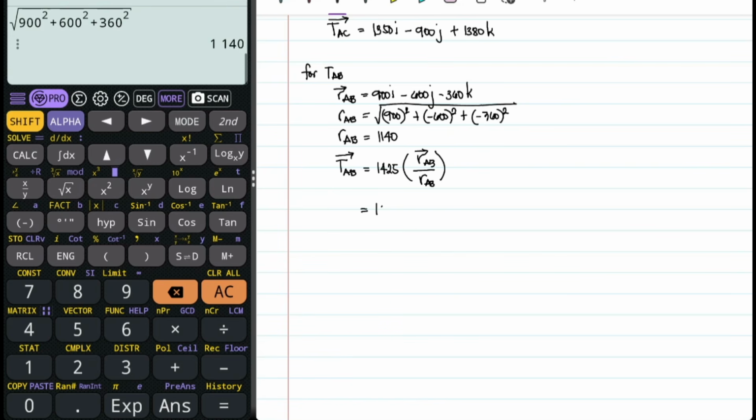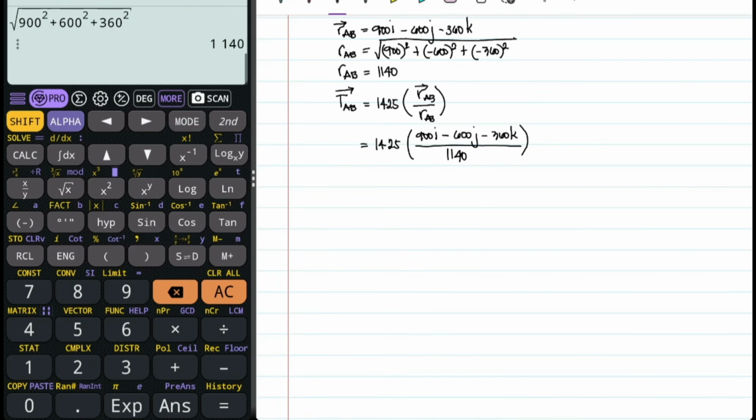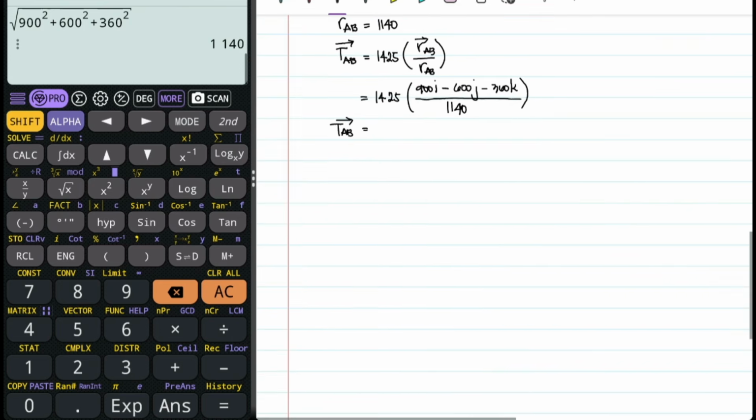That's equal to 1425 times 900I minus 600J minus 360K all over 1140. Okay, now like I said, we are dealing with whole numbers. We can immediately solve this so that we will not have fractions in writing our vector form.